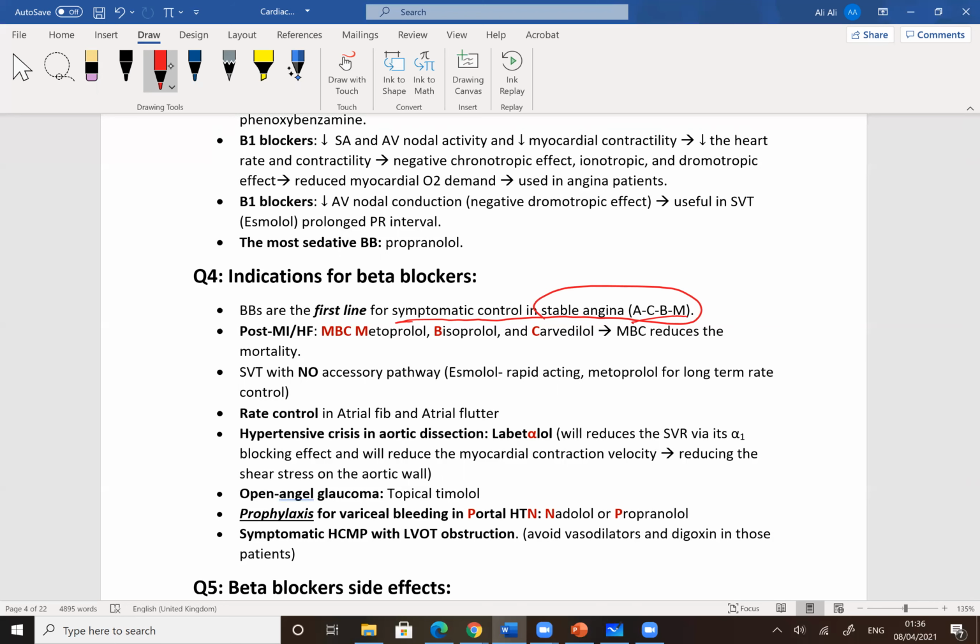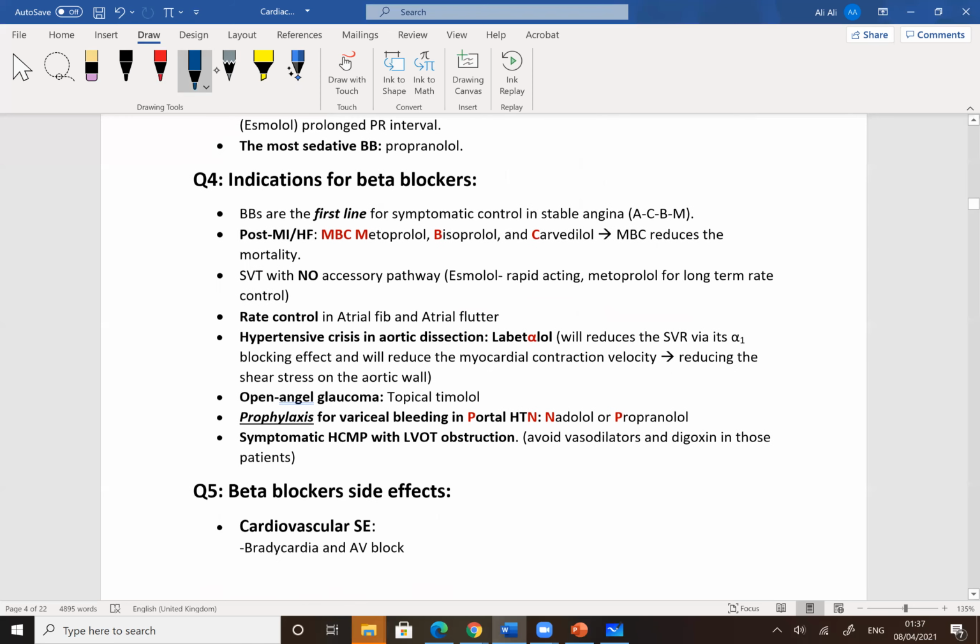Another indication for beta blockers is in post-MI heart failure. In post-MI congestive heart failure, beta blockers have been shown to reduce the mortality. Which beta blockers reduce the mortality? The MBC beta blockers: metoprolol, bisoprolol, carvedilol. Remember the MBC beta blockers are good in congestive heart failure following MI. Why? Because they reduce the mortality. Is this important? Yes. Examiners always ask you about this. They want you to know what medication reduces the mortality in congestive heart failure post MI.